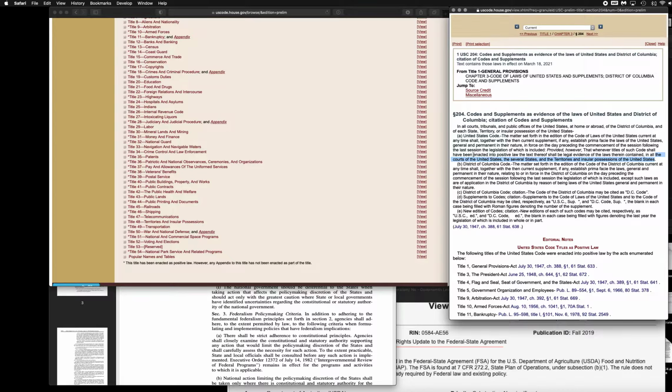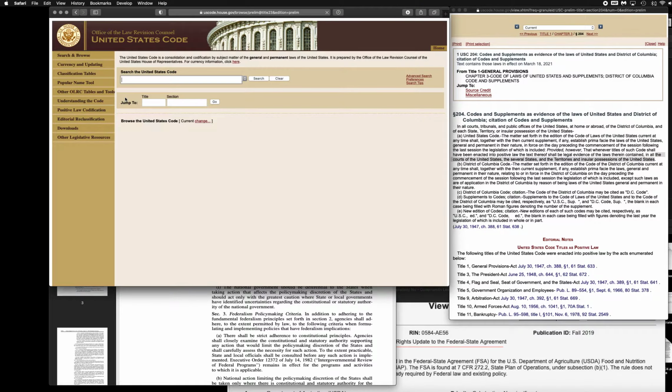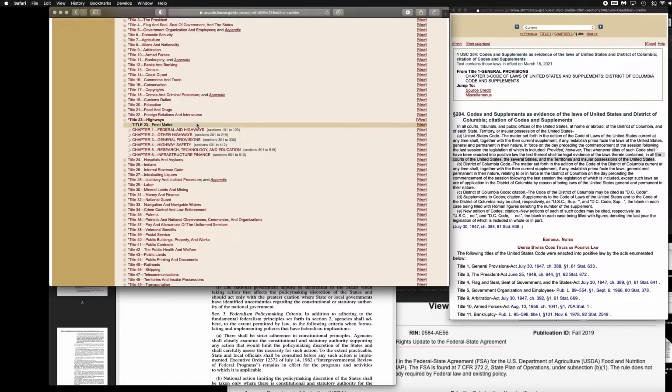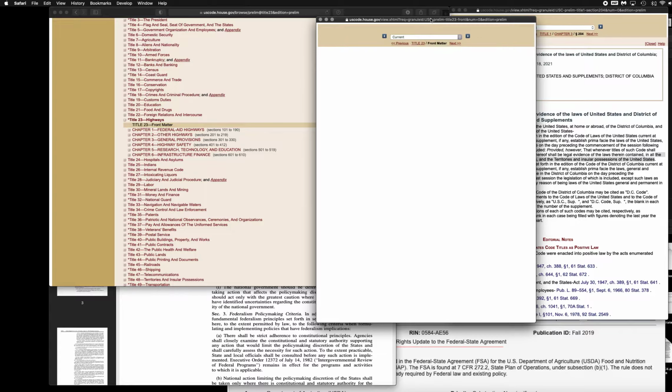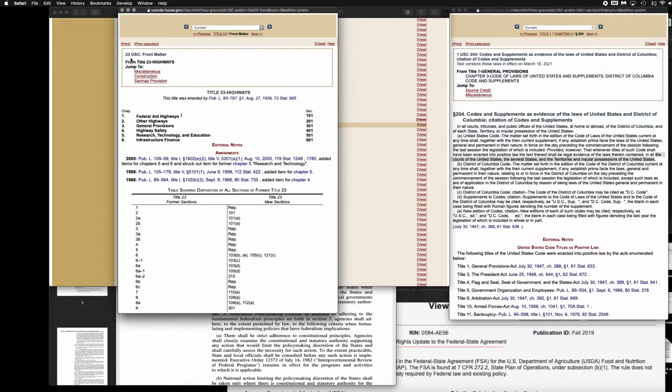So here it says, whenever titles, these are all titles, whenever titles of the code, let's look at one of these, Title 23 Highways. What does it say under front matter? Let's see, what does it say? 23 U.S. Code. So this is Title 23, 23 U.S. Code, front matter.